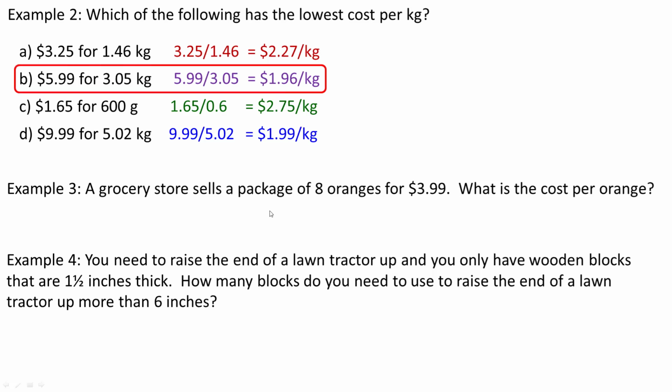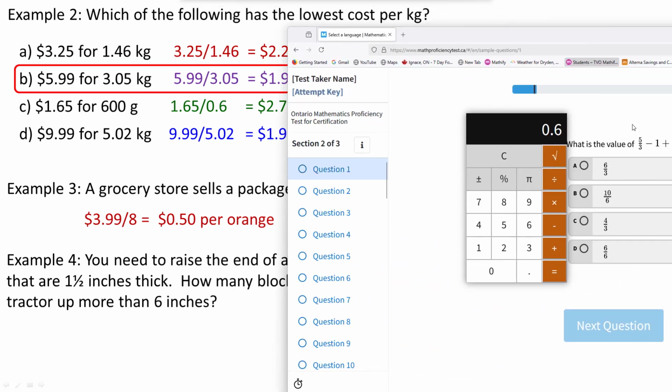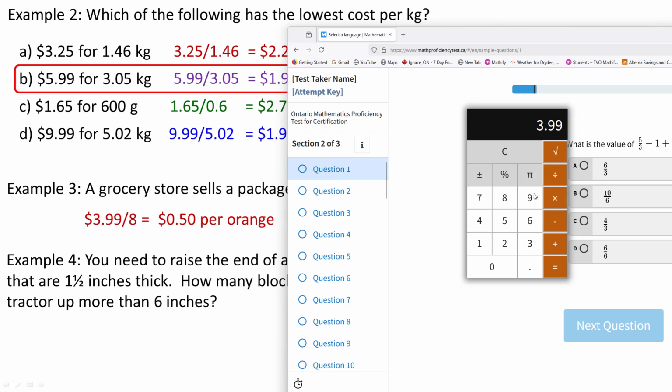Example 3, a grocery store sells a package of 8 oranges for $3.99. What is the cost per orange? Again, cost per orange, we would divide the cost by the number of oranges. So we go $3.99 divided by 8, which works out to, it's actually not exactly 50 cents because it's not $4, it's $3.99, divided by 8. So 0.49875.